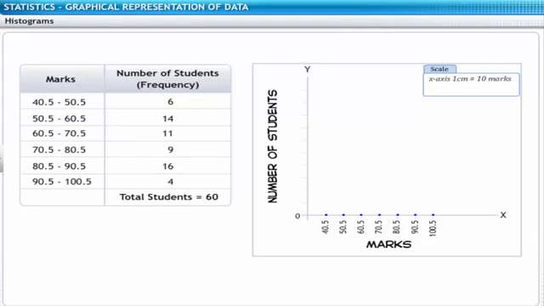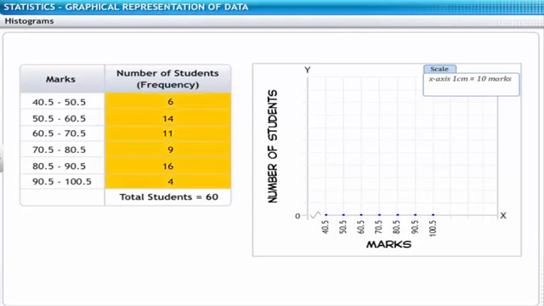Now, here is something interesting to note. The class intervals in the given table do not begin with 0. This is the reason we marked the class intervals slightly away from the 0 mark. To further indicate this, we make a small kink at the beginning of the x-axis. Always remember to do so when marking values on an axis that do not begin with 0.